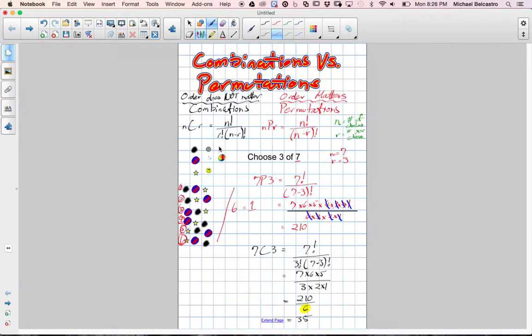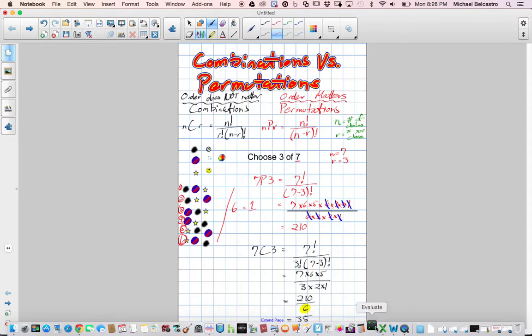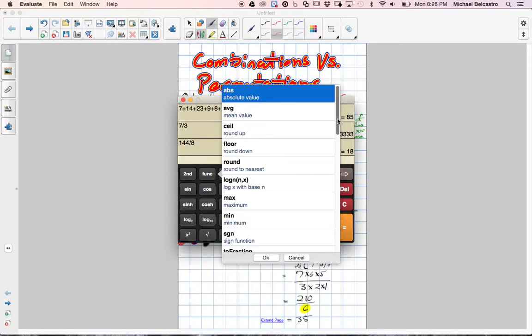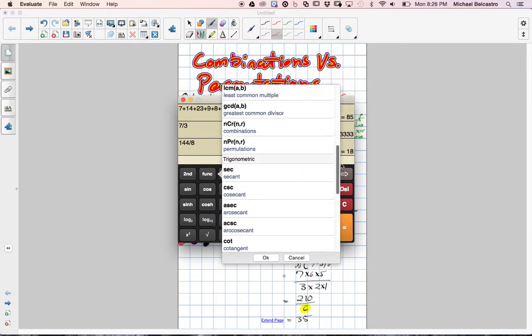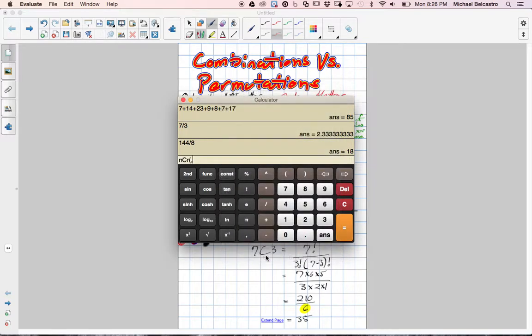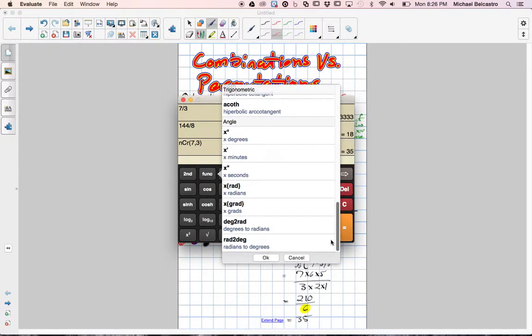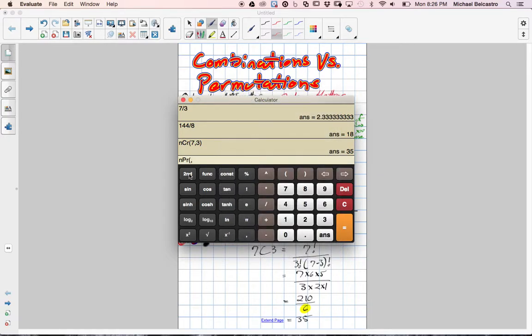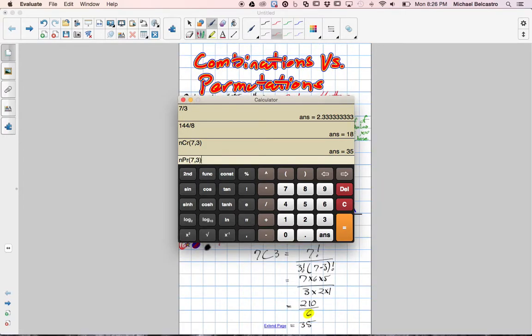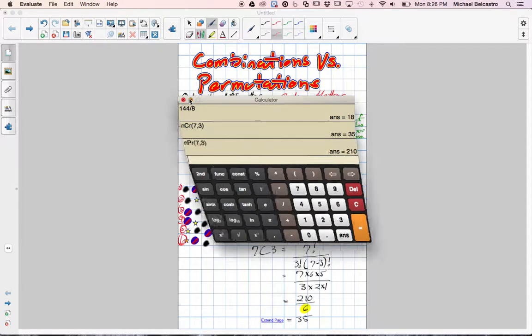Okay, and if we type this into a calculator, 7P3 and 7C3, let's see if my calculator has that function. Oh, I might be lying. It did have it. There they are, combination. Let's do a combination. Okay, so the combination said 7 choose 3, and it said 35, right, exactly what we said before. And for the permutation, I'm just going to show you how it works on the calculator too. For the permutation, same idea, 7, choose 3, and 210. Very, very different answers, okay?